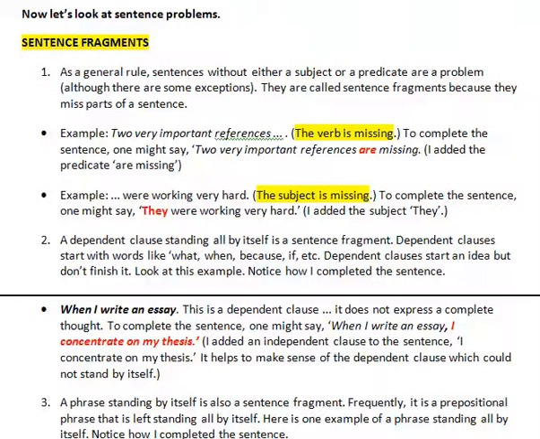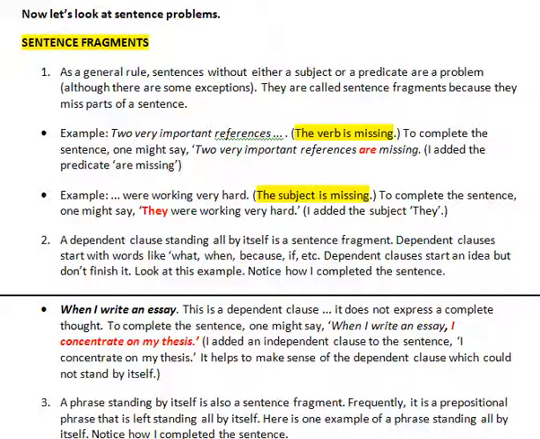Sentence fragments. As a general rule, sentences without either a subject or a predicate are a problem, although there are some exceptions. They're called sentence fragments because they miss parts of a sentence. Example: two very important references. The verb is missing. To complete the sentence, one might say, two very important references are missing. I added the predicate, are missing.